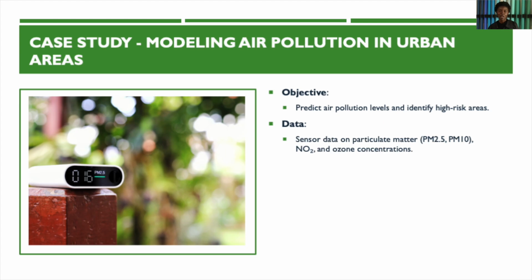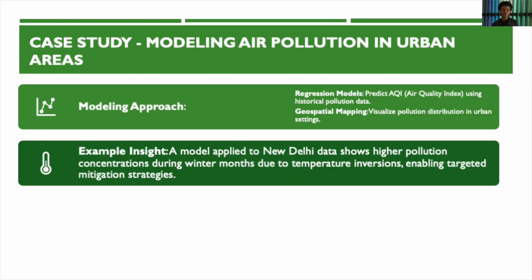Case study: modeling air pollution in urban areas. In urban areas, air pollution is often a top concern. For instance, let's look at New Delhi, which frequently experiences high pollution levels, particularly during winter. Data science models using sensor data on PM2.5, PM10, NO2, and ozone can predict the air quality index, AQI, and identify high-risk areas. Through regression models and geospatial mapping, we can visualize pollution hotspots and understand seasonal variations.